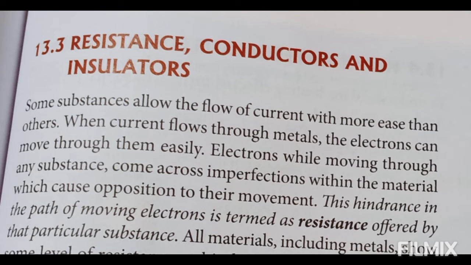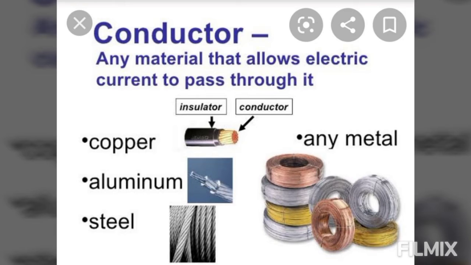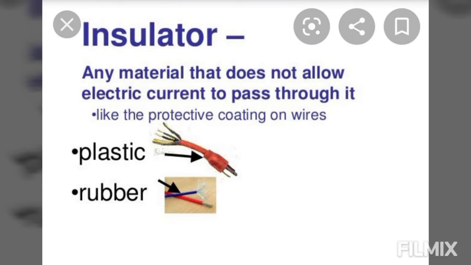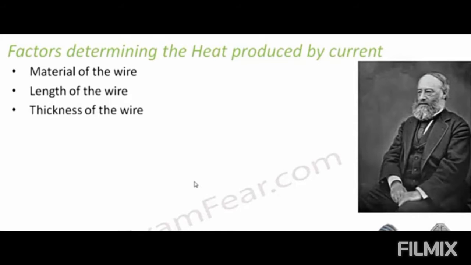Resistance was the hindrance in the path of the moving electrons, which was termed as resistance offered by that particular substance. Conductors were the materials which allow electricity to flow through them, whereas insulators were the materials which do not allow electricity to flow through them. Then we studied about the heating effect of electric current. In that we studied about the activity when the current is passed, then it produces a heating effect. The amount of the heat produced depends upon the material of the wire, thickness of the wire, length of the wire.